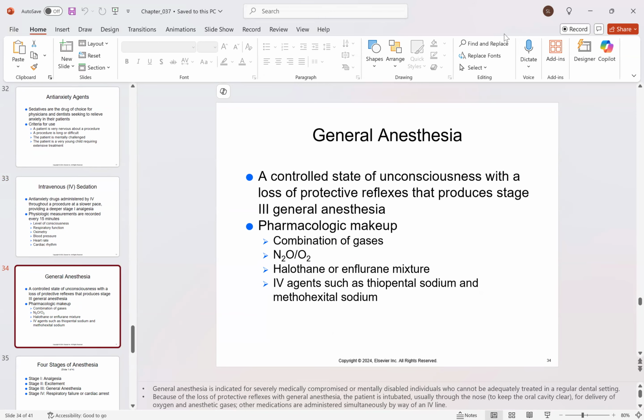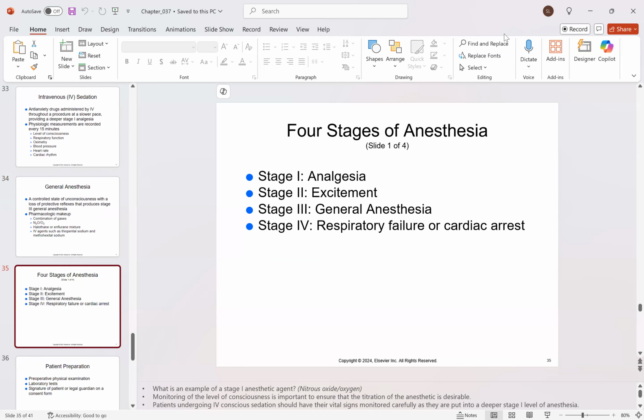General anesthesia is a controlled state of unconsciousness with a loss of protective reflexes that produces a stage 3 general anesthesia. It's a pharmacological makeup of a combination of gases, nitrous, halothane, and then IV agents. There are 4 stages of anesthesia. We have our stage 1, 2, 3, and 4.